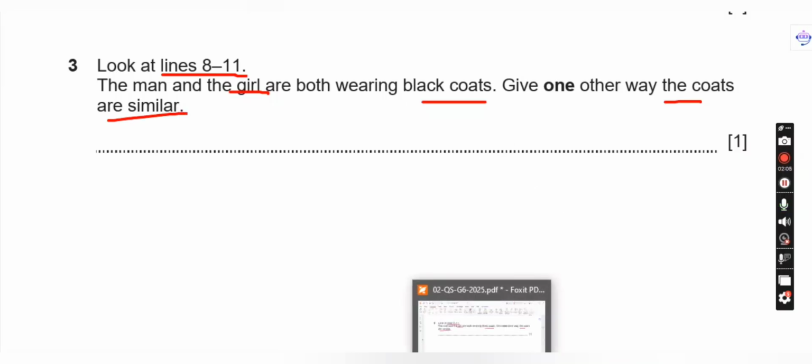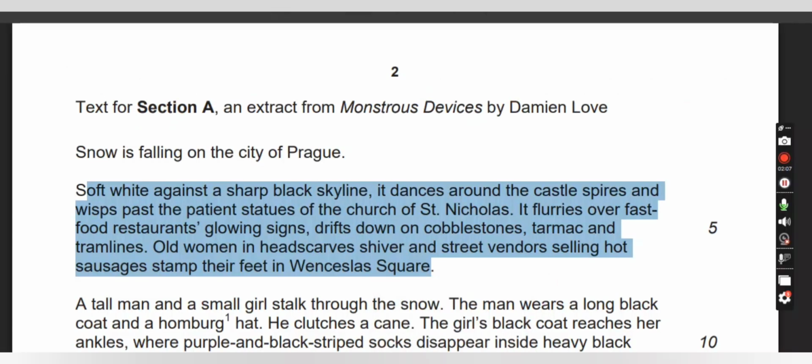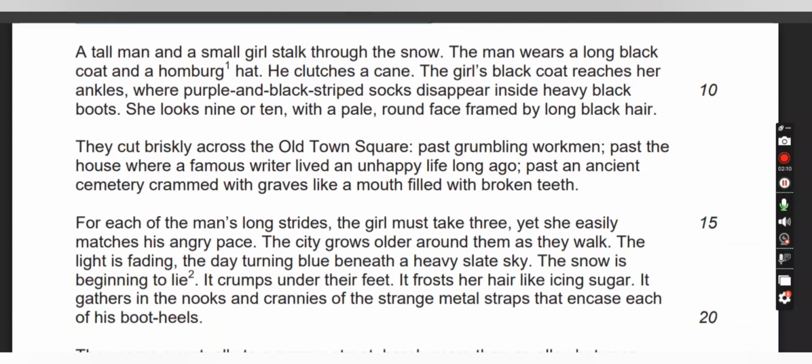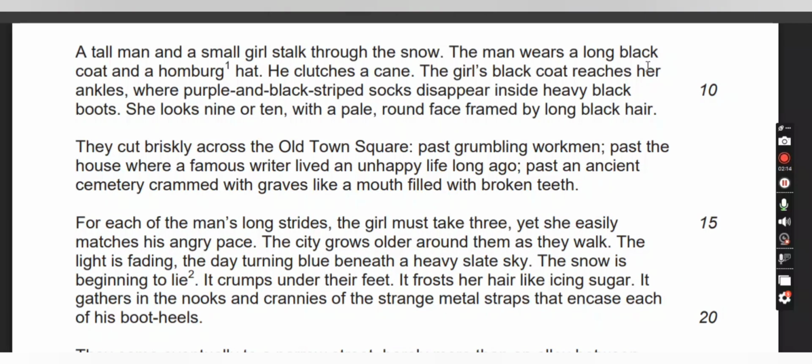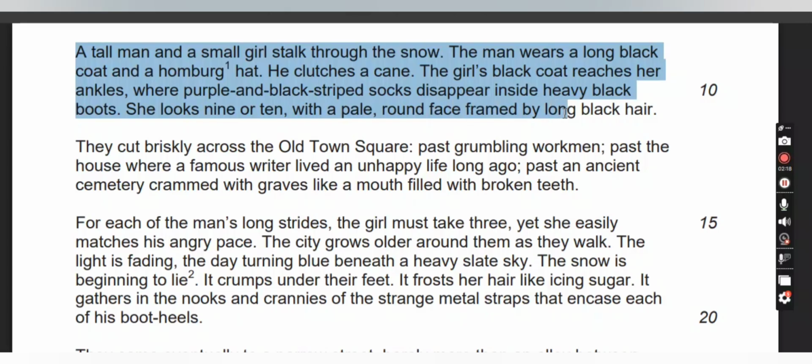Okay, 8 to 11. Remember, 8 to 11. So this is 10, 10, 9, 8. 8 to 11, 11. Oh, this paragraph. 8 to 11. Okay. I need, they are both wearing black coats. What else?